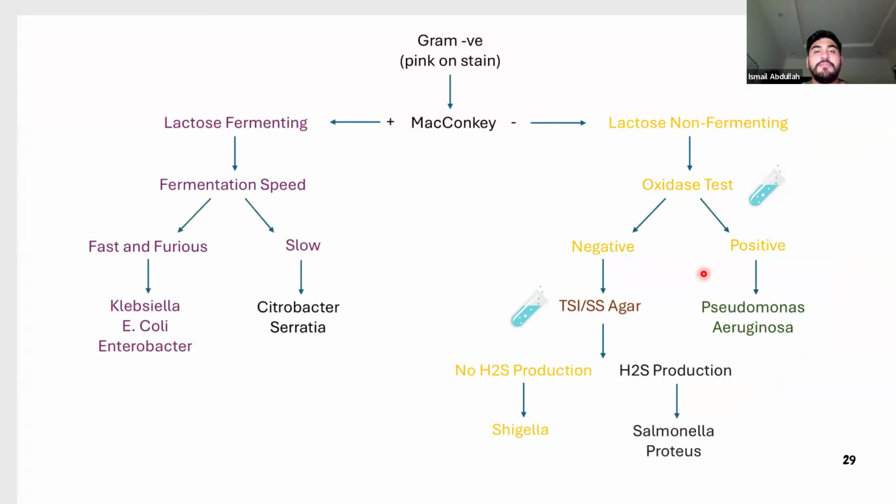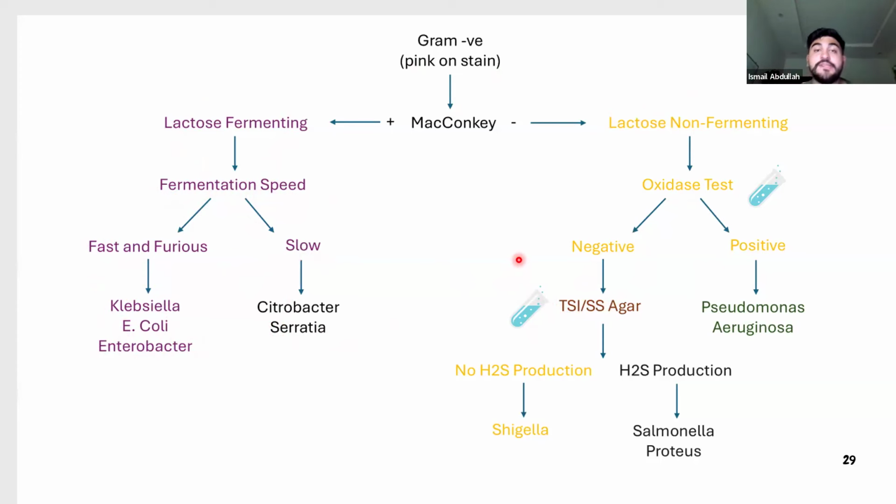Tamam. So in gram negative, MacConkey is the test that would tell me if it's fermenting lactose or not. And based on that, I can differentiate between them. Those who ferment lactose, by the way, I've never seen a single question on fermentation speed, so you don't want to worry about it. But just in case, those who ferment very fast are Klebsiella, E. coli, and Enterobacter. Those who ferment slow are Citrobacter and Serratia. Tamam? Those who do not ferment lactose, on the other hand, you want to do further tests so you'll be able to categorize them.